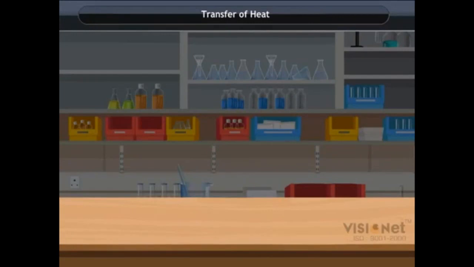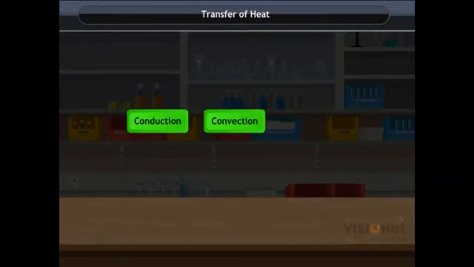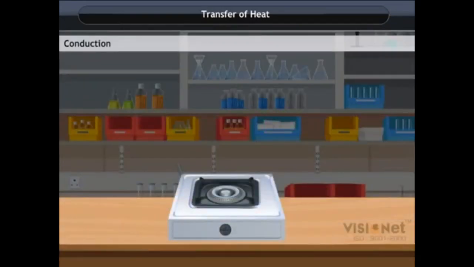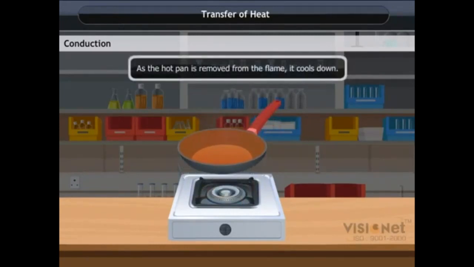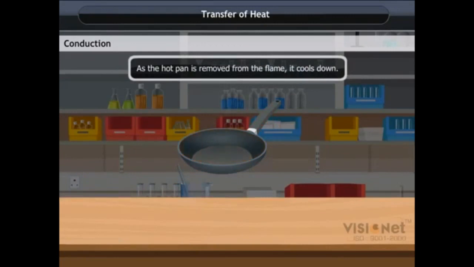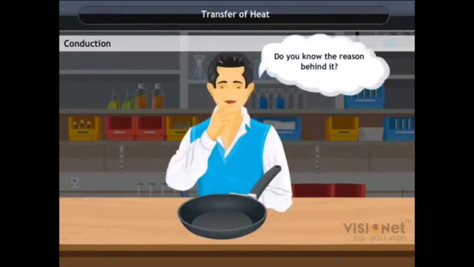There are 3 methods of heat transfer: conduction, convection, and radiation. First, let us understand conduction. You must have observed that the handle of a frying pan becomes hot when kept on a flame. As the hot pan is removed from the flame, it cools down. Do you know the reason behind it?